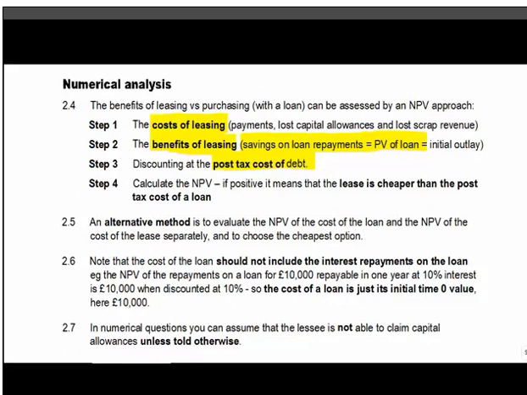And finally, after discounting, we'll look at the NPV. If the NPV is positive, then the lease is attractive. In other words, it's cheaper than a loan. That four-step approach will be illustrated using some numbers in a moment.